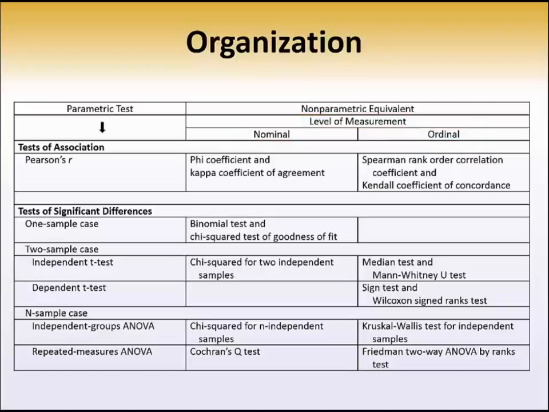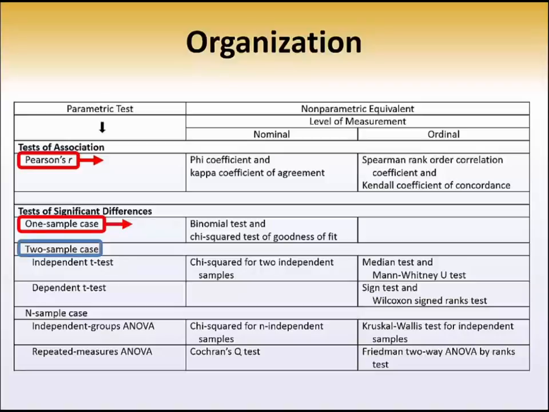For example, with Pearson correlation, or Pearson's R, the nominal equivalency tests are the phi coefficient and the kappa coefficient of agreement if you have nominal data. If you have ordinal data, the equivalent test would be the Spearman rank order correlation coefficient and the Kendall coefficient of concordance. When we now look at significant differences, we can think about the one sample case. With nominal data, that would be the binomial test and the chi-squared test of goodness of fit.